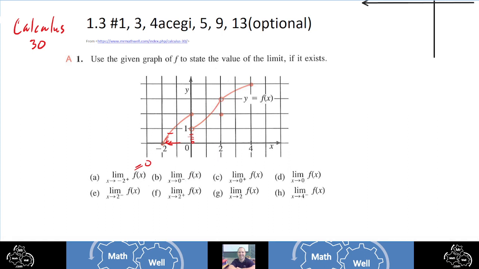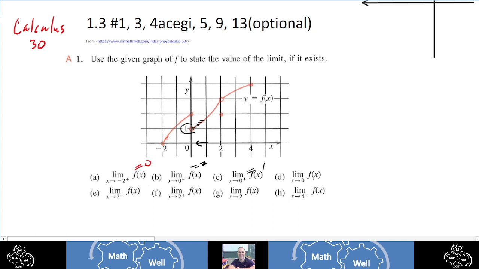Okay, what about 0? This is x approaching 0 from the left. So 0 from the left, well, that follows this graph up here. And so those values get close to this, which is 2. C says, what's the limit of the function as x approaches 0 from the right? Well, from the right, we're coming in this way. So from the right, the y values are coming to 1.